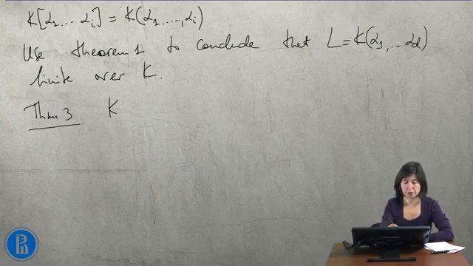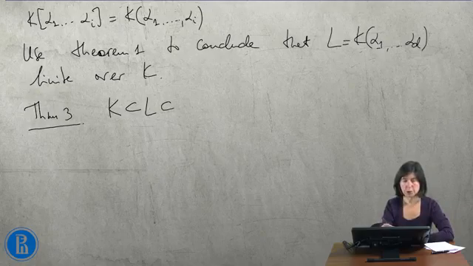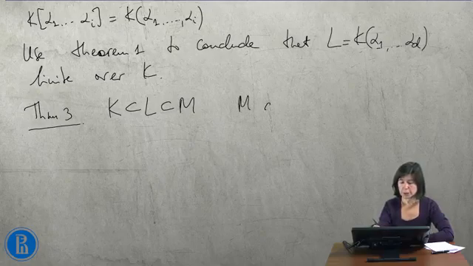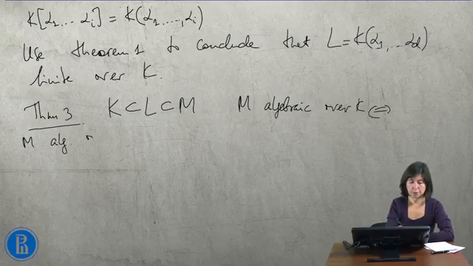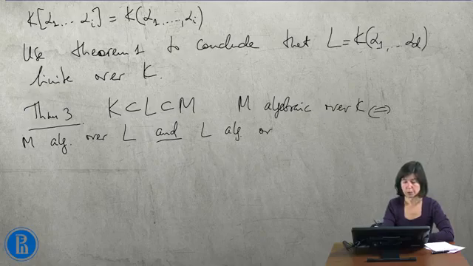Well, again, let L be an extension of K and M an extension of L. Then M is algebraic over K if and only if M is algebraic over L and L is algebraic over K.